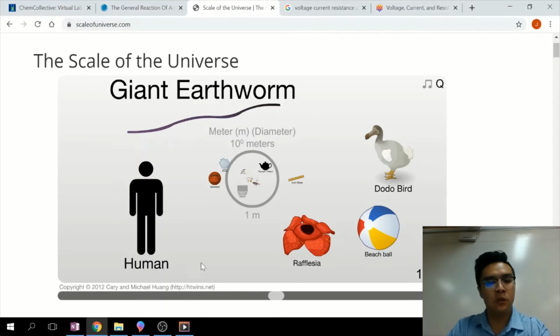So this is you, a human. Unless you're like me, who's an alien. This is how big you are. And this is a dodo. This is a beach ball. This is a rafflesia. The dodo's dead, unfortunately.